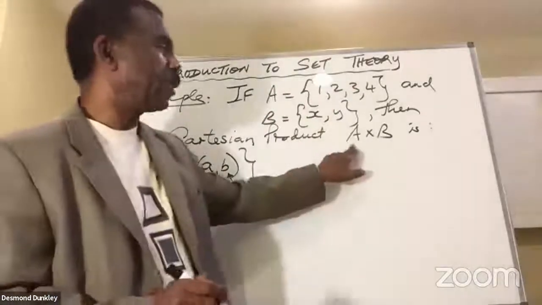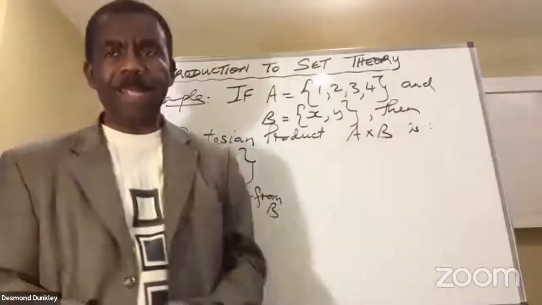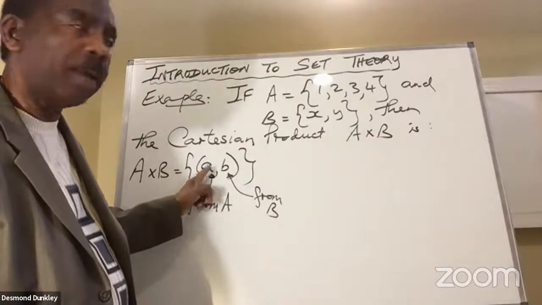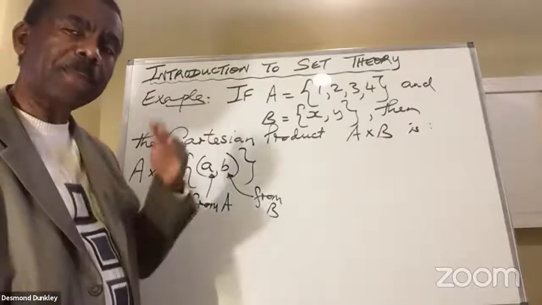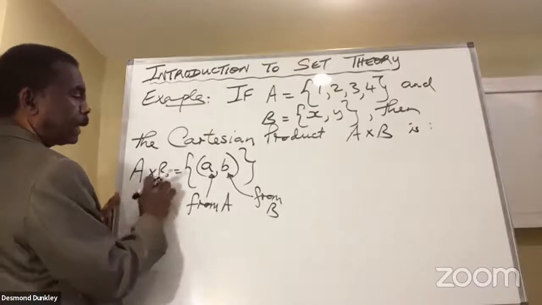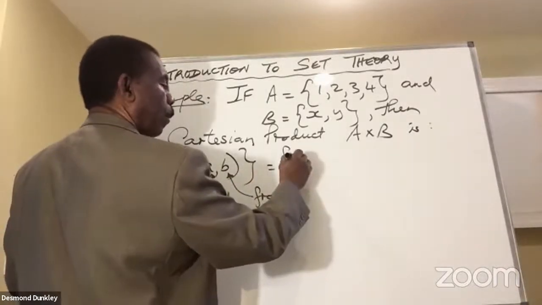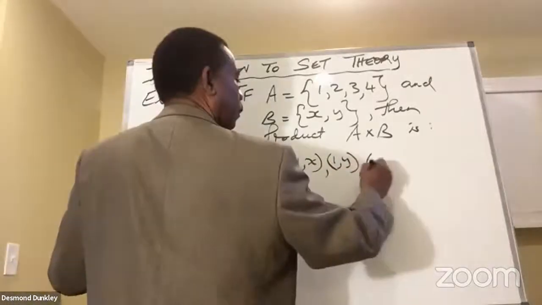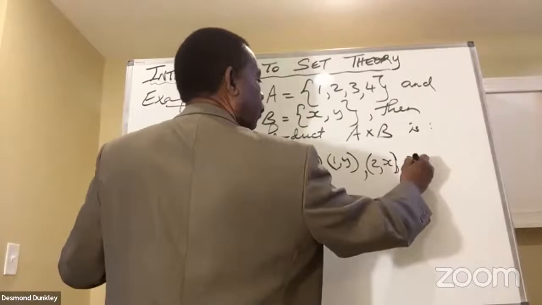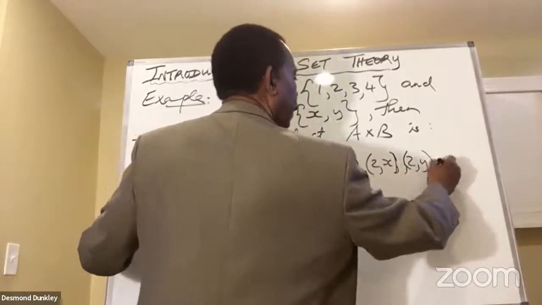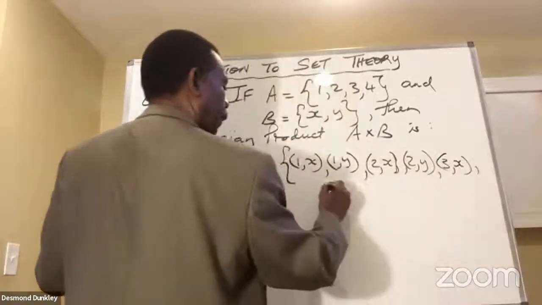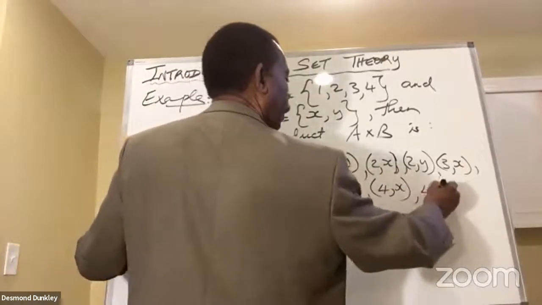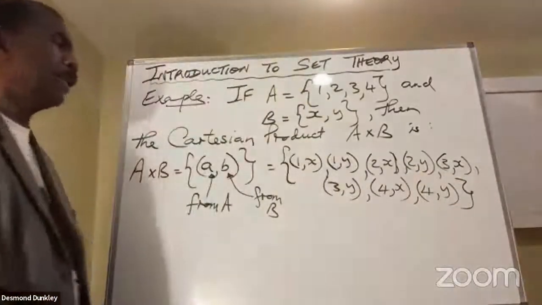Now watch this. If I switch this around to B times A, then it becomes something different because it means that the first entry has to come from the set B and the second entry would have to come from the set A. So in this case, the Cartesian product A times B is going to be equal to the set 1x, 1y, 2x, 2y, 3x, 3y, and 4x, 4y. That's what the Cartesian product is.